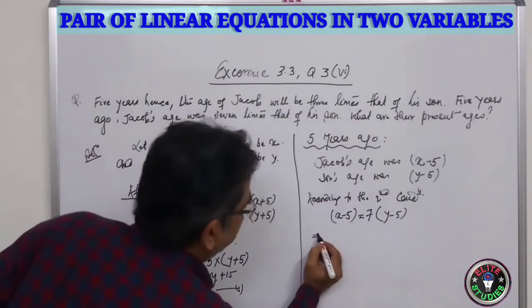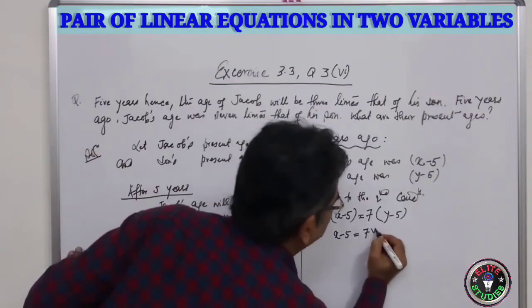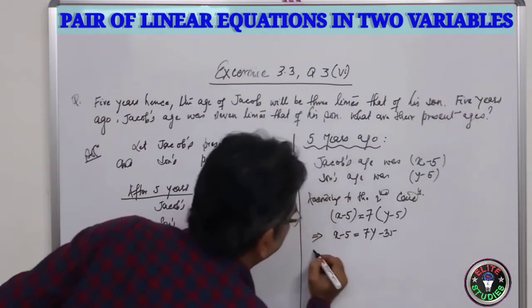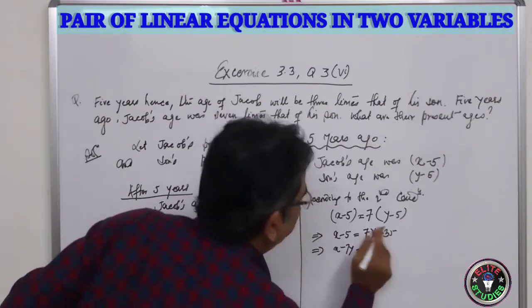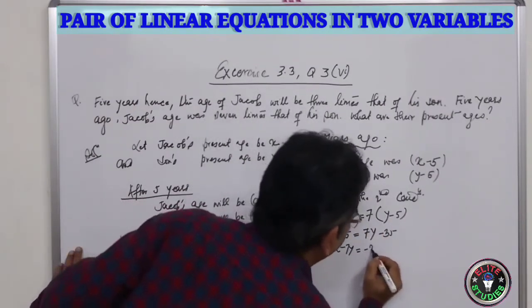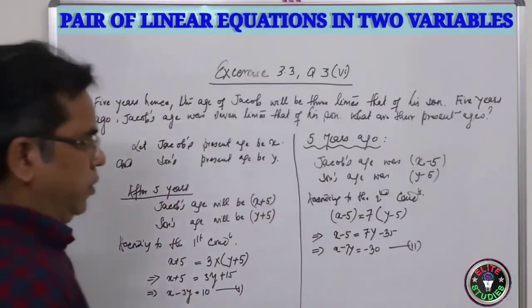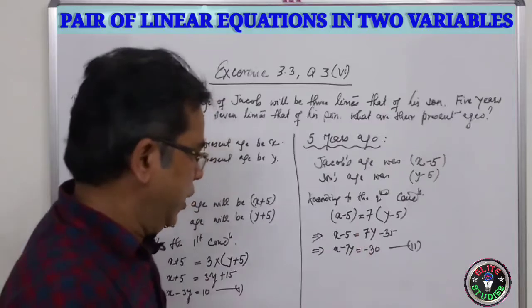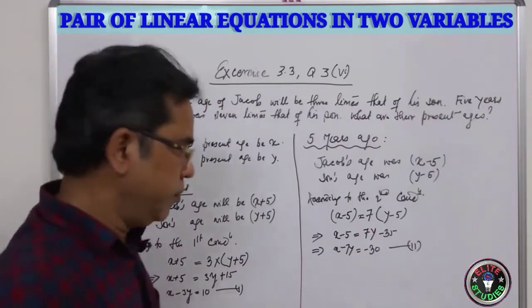Now we will simplify. If you simplify, you will get x minus 5 is equal to 7y minus 35. So it gives x minus 7y will be equal to minus 30. This is equation 2.